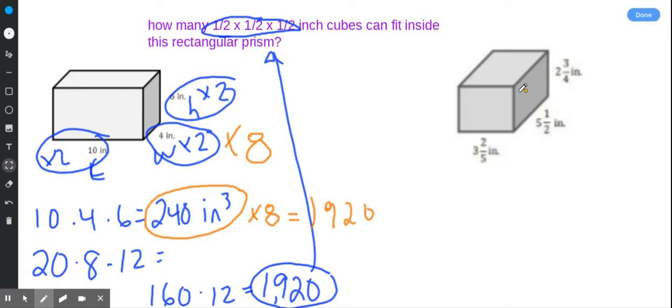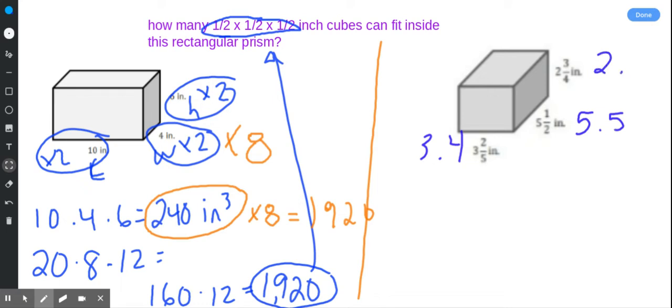So now we're going to look at an example that has those mixed numbers involved. And I'm going to go through quickly because I don't have a whole lot of time on this video. The first thing we're going to do is we're going to change all of these. I'm looking at the denominators. These can be changed pretty easily into decimals. So 3 2/5 would be 3 4/10. 5 1/2 is 0.5. And then 2 3/4 is 2 7/500.